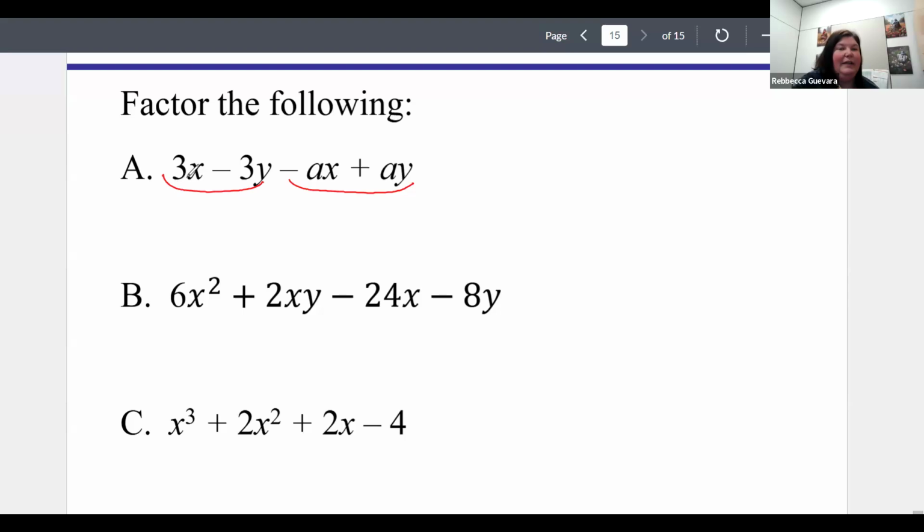Okay, so for A, I put the first two together. I have 3x minus 3y. So the one thing that both these have in common is 3. So I'm going to factor out 3. And once I do that, what's left behind is just the x minus y. Now we're going to write plus for now, but we're going to look at this next term over here. So I have ax, ay, and what they share in common is a.